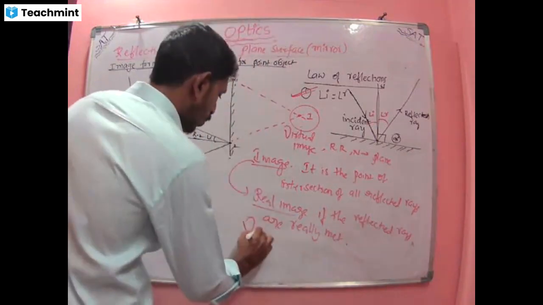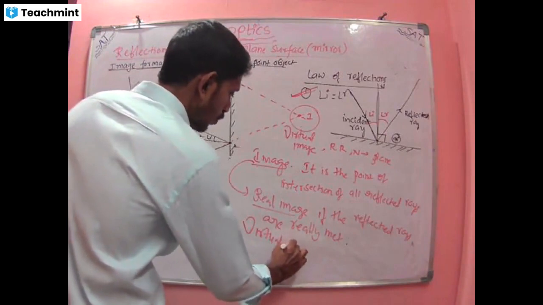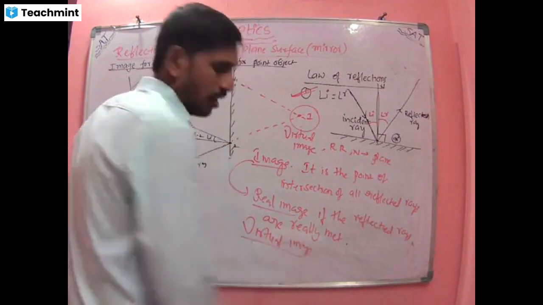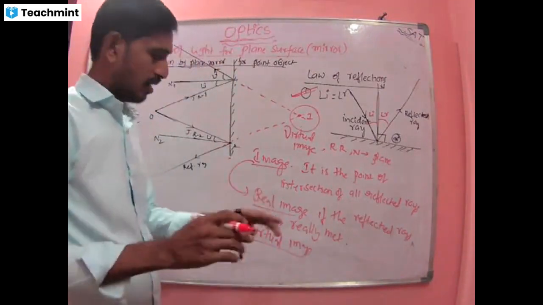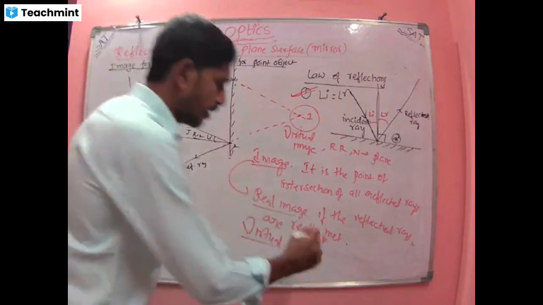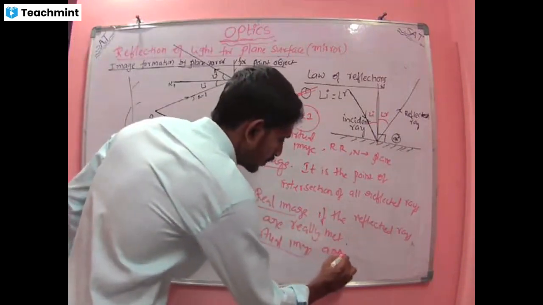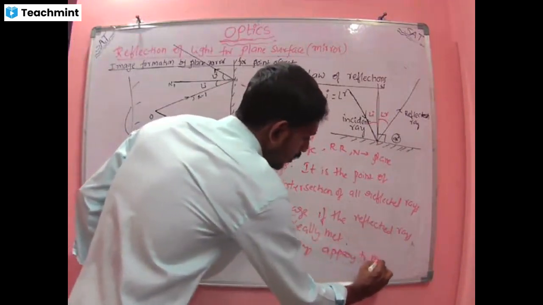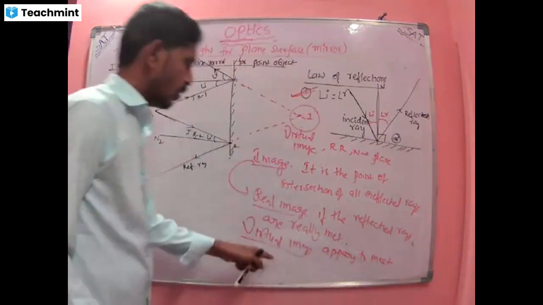What is a virtual image here? All reflected rays which appear to meet. That is called a virtual image. Appears to meet. That point is called a virtual image.